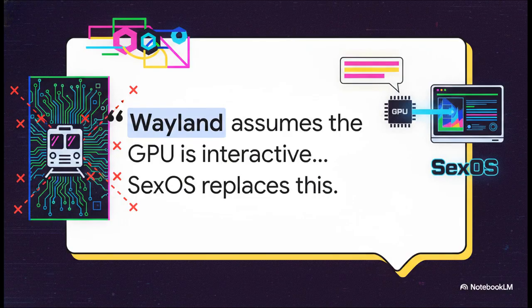Okay, let's dive into this with a really profound quote from our source material that perfectly outlines the core problem we're facing today. It goes, Wayland assumes the GPU is interactive. Sexos replaces this. You see, traditional compositors like Wayland and X11 operate under a fundamentally flawed assumption. They act like these blocked, queued up trains, right? They're constantly negotiating with client applications about when and exactly how to render pixels. They treat the GPU as an active participant in this chaotic, noisy conversation, and that inevitably leads to dropped frames and that annoying visual stutter we all hate.